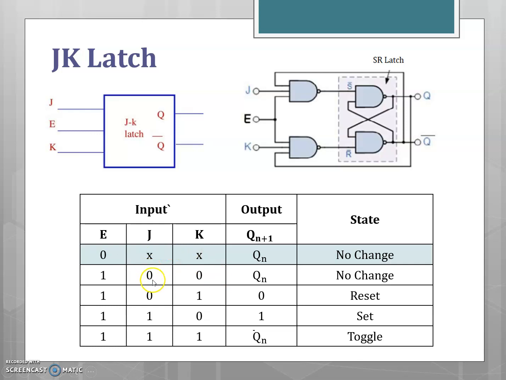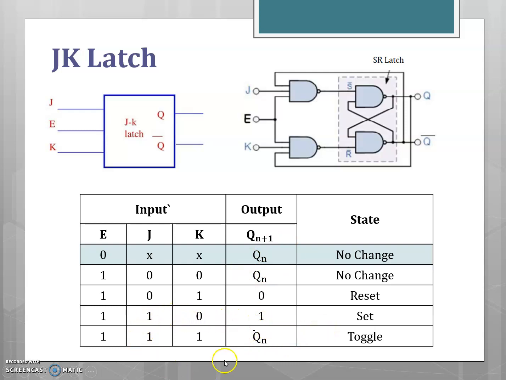So for J equal to 0 and K equal to 0, the output Qn plus 1 is the same as Qn, representing no change. When J equal to 0 and K equal to 1, the output Qn plus 1 equals 0, which represents the reset condition. When J equal to 1 and K equal to 0, the output Qn plus 1 equals 1, which represents the set condition. And for J equal to 1 and K equal to 1, the output Qn plus 1 is the complement of Qn, which is the toggle condition.